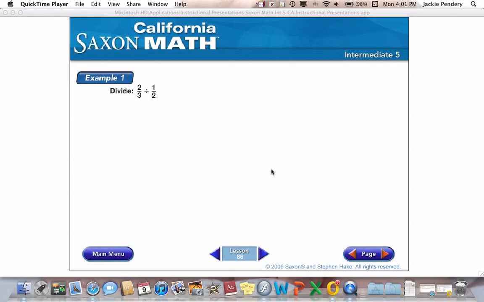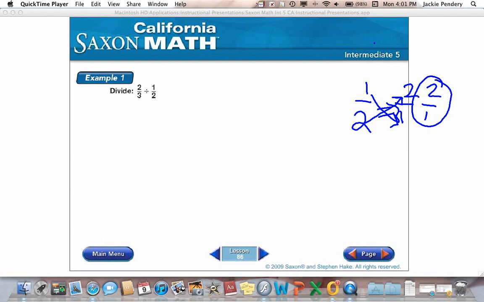Hi everyone, today we are going to be talking about lesson 86, dividing with reciprocals. So last week we talked about reciprocals, which is when we take a number, for example, 1/2, and we turn it over and we get the number 2/1. We take the numerator and it becomes the denominator, and the denominator becomes the numerator. So 2/1 is my reciprocal.